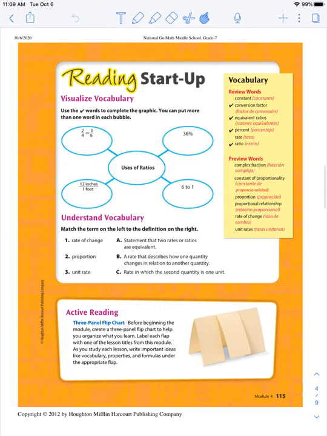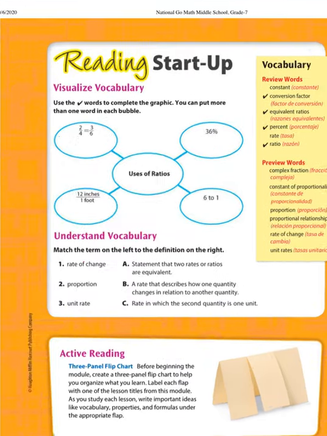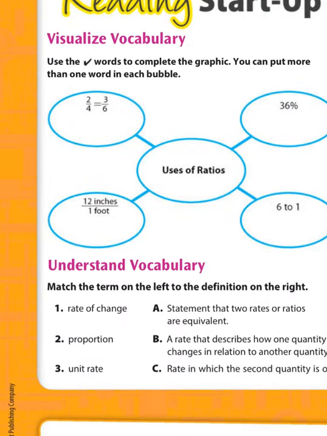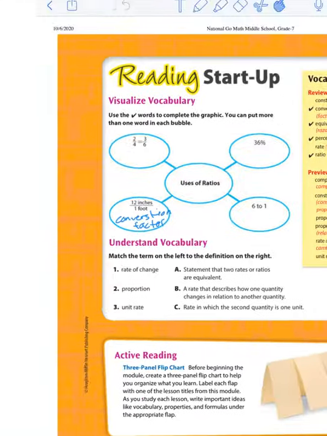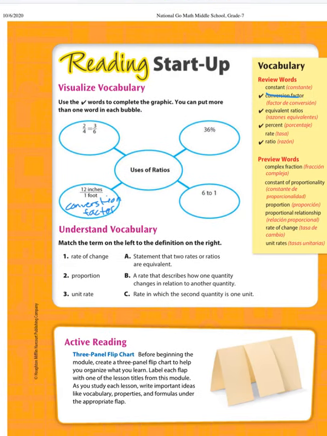A conversion factor is a ratio or a fraction that has different units, for when you're converting between different units. The word web box that matches this is 12 inches to 1 foot. I'm going to put conversion factor in there. I would use this ratio if I was converting between inches and feet. So, conversion factor.